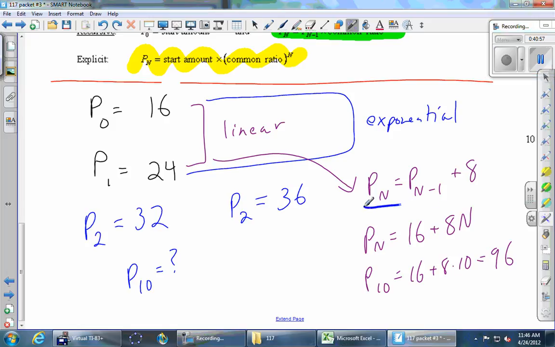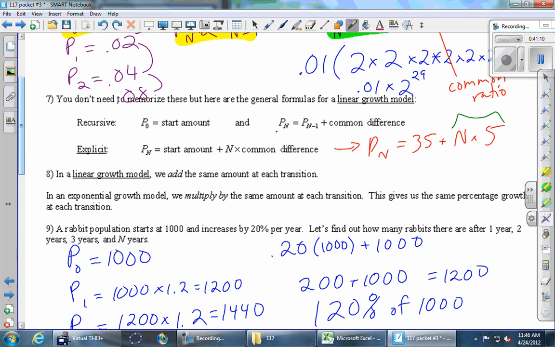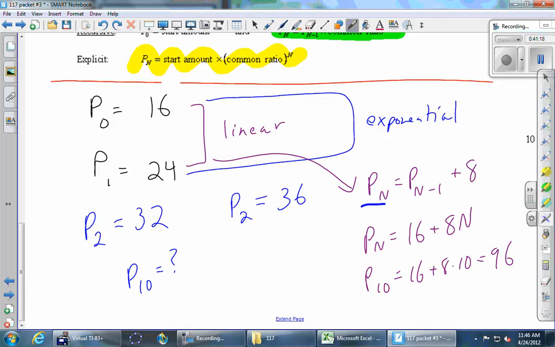So here in purple, I've got my recursive formula. The recursive formula is up above. Recursive formula for linear is right here. It says Pn equals Pn minus 1 plus the common difference. That is always the recursive formula for linear things. So there it is: Pn equals Pn minus 1 plus common difference.